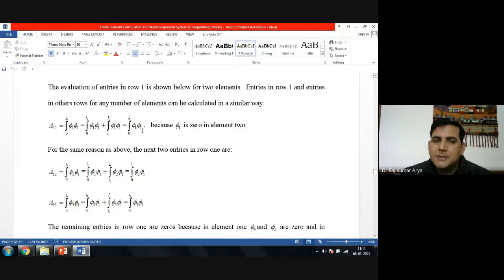This is for element number 1 of matrix A11. Same way you can calculate A12. A12 is again same 0 to L phi 2 phi 1. This again you have the bifurcated into two parts 0 to L1 and again L1 to L. Correct? Now phi 2 is also not getting extended into element number 2. So therefore this second term is getting cancelled. So you got only first term 0 to L1 phi 2 phi 1.